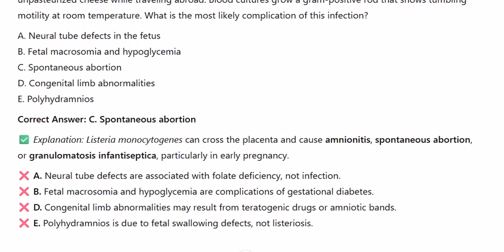B. Fetal macrosomia and hypoglycemia are complications of gestational diabetes. D. Congenital limb abnormalities may result from teratogenic drugs or amniotic bands. E. Polyhydramnios is due to fetal swallowing defects, not listeriosis.